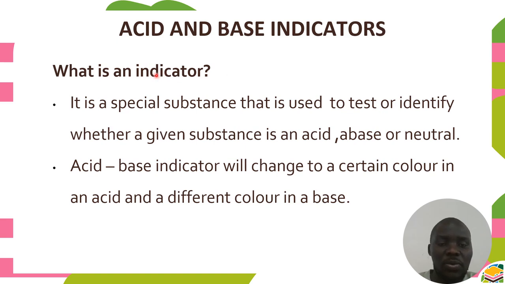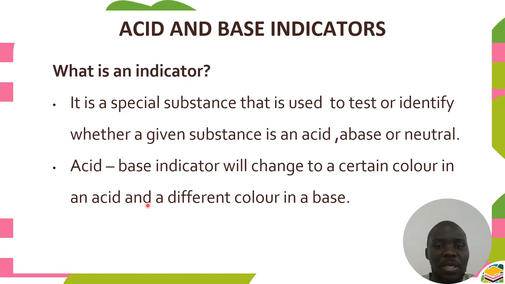So when we are talking about acid and base indicator, what is an indicator? An indicator can be defined as follows. It is a special substance that is used to test or identify whether a given substance is an acid or a base or neutral substance. So an indicator helps someone to know if the solution which he or she is working with is a base or is a neutral substance or is an acid.